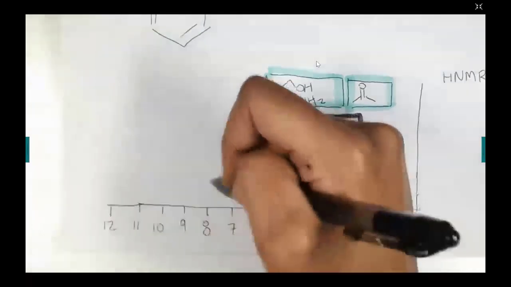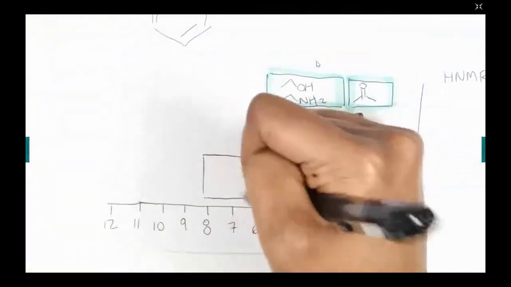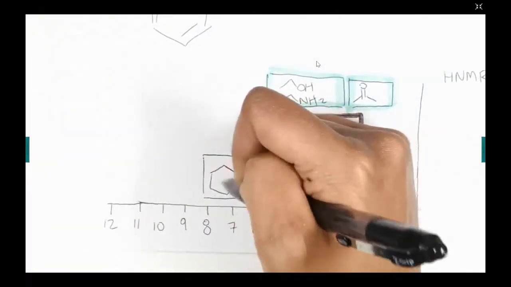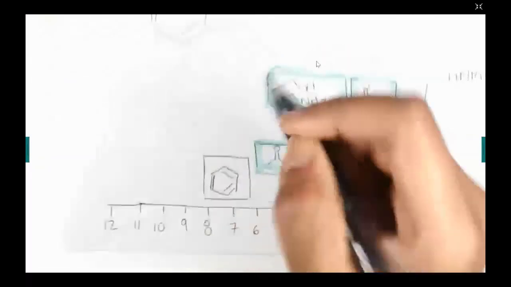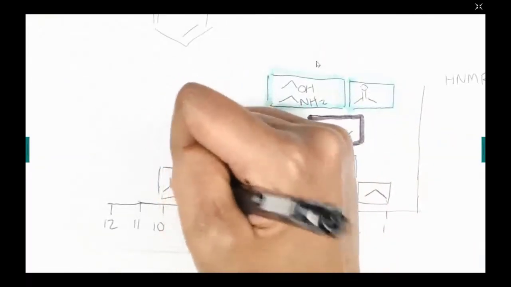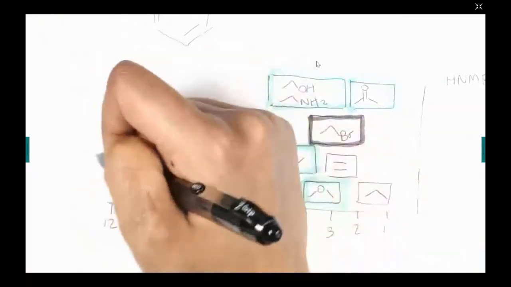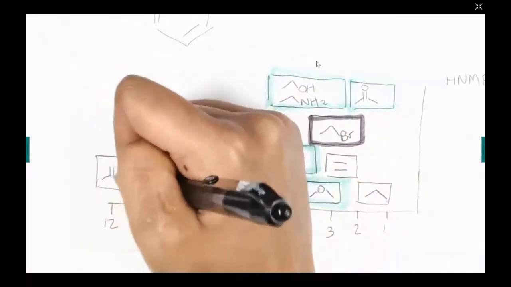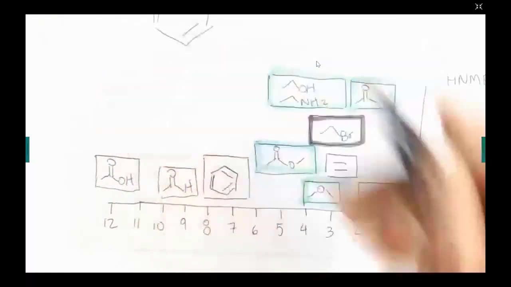Next up, from 7 to 8, expect benzenes. That is the most common region. And then from about 9 to 10, you can expect aldehydes. And carboxylic acids are at the far end, around 12.